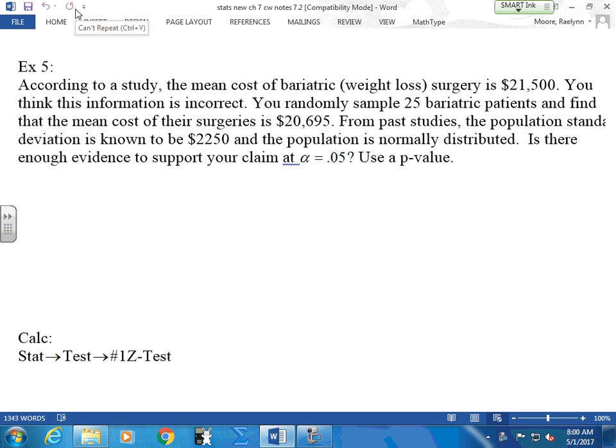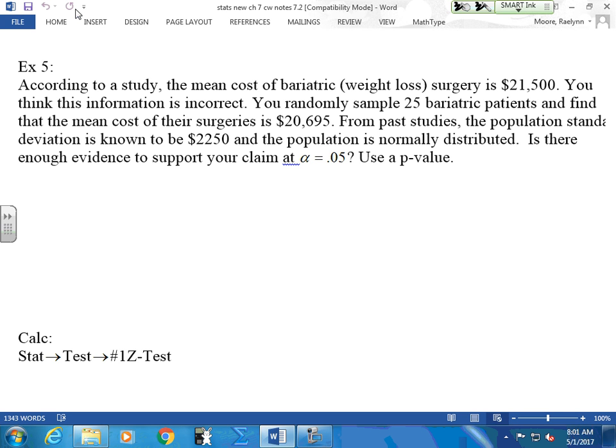According to a study, the mean cost of bariatric weight loss surgery is $21,500. You think this information is correct. You randomly sample 25 bariatric patients and find the mean cost of their surgeries is $20,695. From the past studies, the population standard deviation is known to be 2250, and the population is normally distributed.